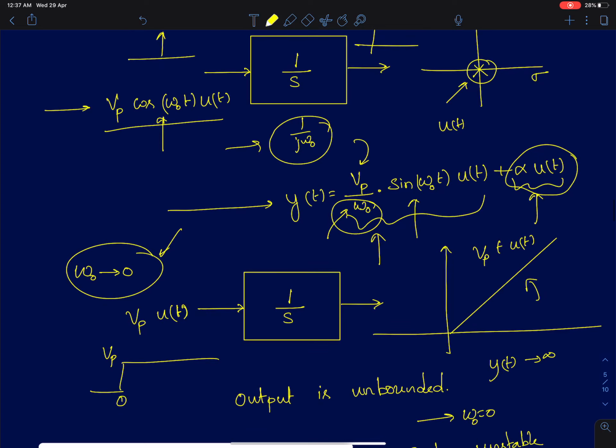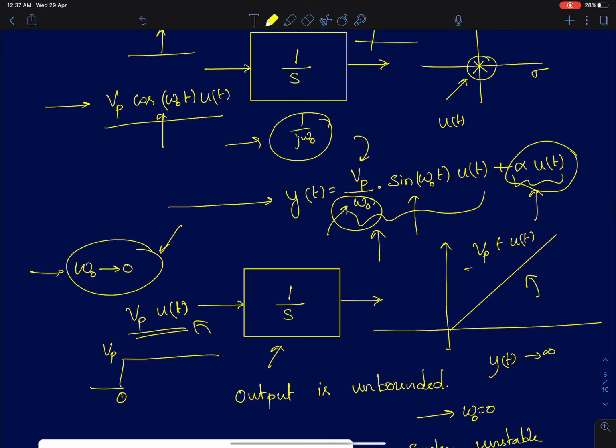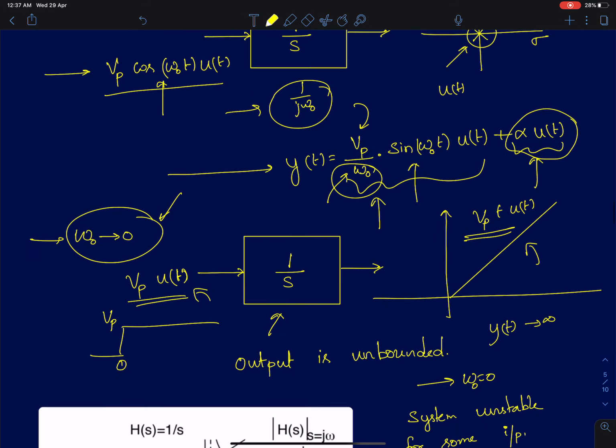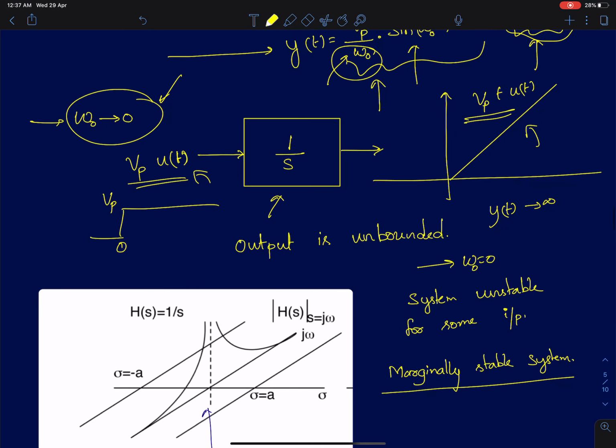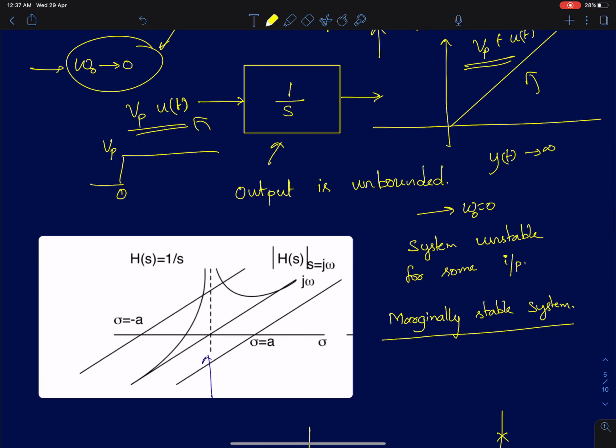So when omega naught tends to 0, that's nothing but a zero frequency cosine. That will be just a step function, Vp into u of t. If I feed a step function to this system, we can easily guess that it will be the integral of a step, which will be a ramp function given by Vp into t into u of t. So the output is unbounded. So here we learned an interesting point: for some inputs the system is stable, and for some inputs the system is becoming unstable. So that's why it's a marginally stable system.